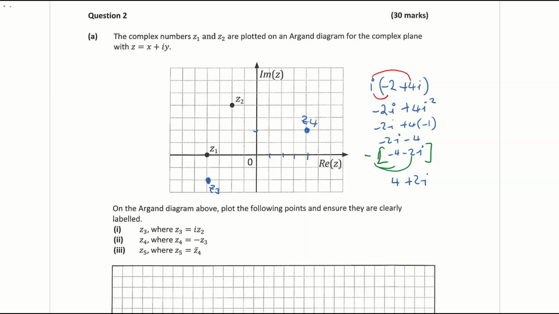And the final one, z5, where z5 is the conjugate of z4. So z4, as we have it written down here, is 4 plus 2i. We'll just call that z4. The conjugate is basically when you change the sign attached to the imaginary part. So that becomes 4 minus 2i. So basically, I'm staying on the positive 4 on the real, but I'm going down to -2i, which would be here. So my complex number z5 would be 4 minus 2i. And that's part A complete.